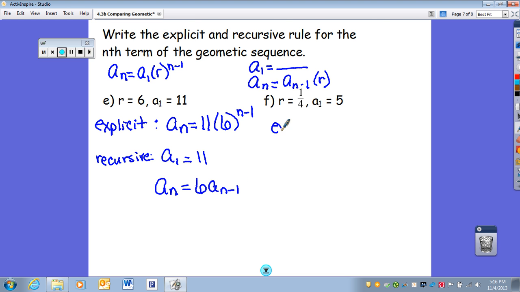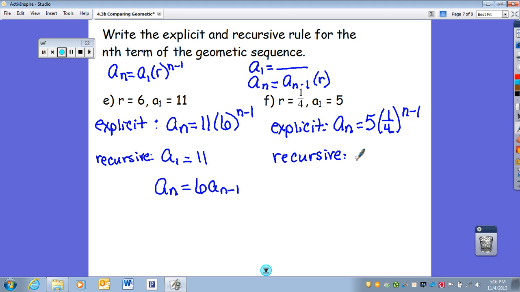In this example, to write the explicit rule, I have a sub n, and that equals my first term, which is 5, times my rate, which is 1/4, to the n minus 1 power. For my recursive rule, I need to know my first term, a sub 1, is equal to 5, and the rest of my rule would be a sub n is equal to my rate, which is 1/4, times a sub n minus 1, or the previous term.